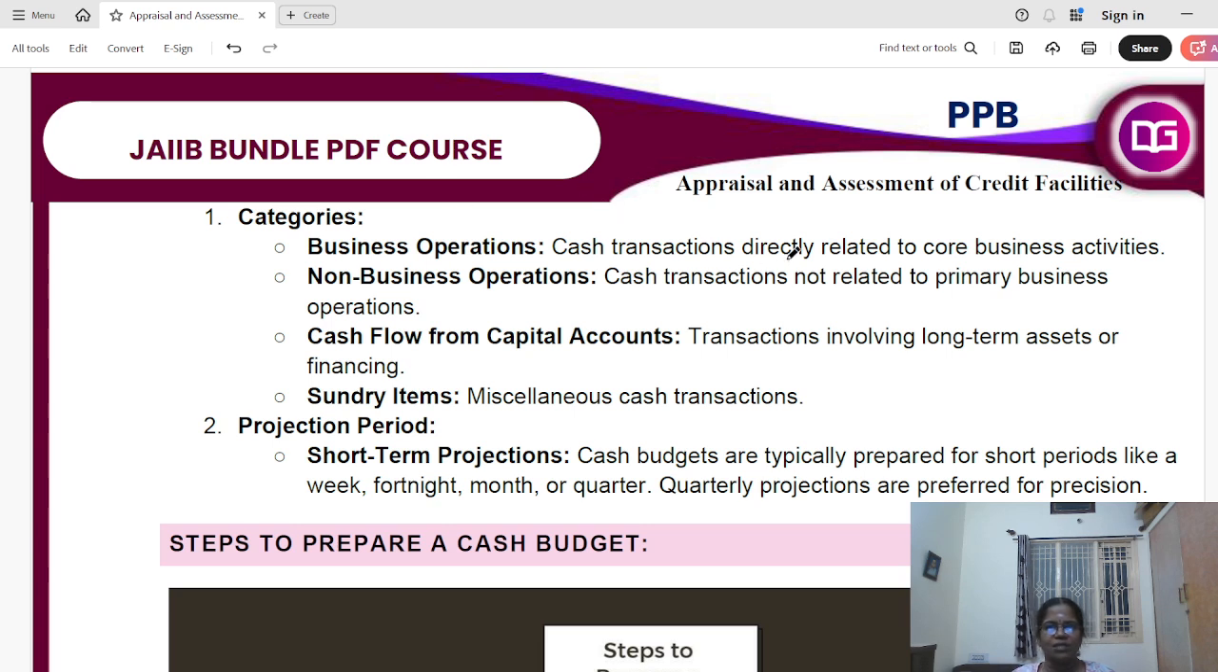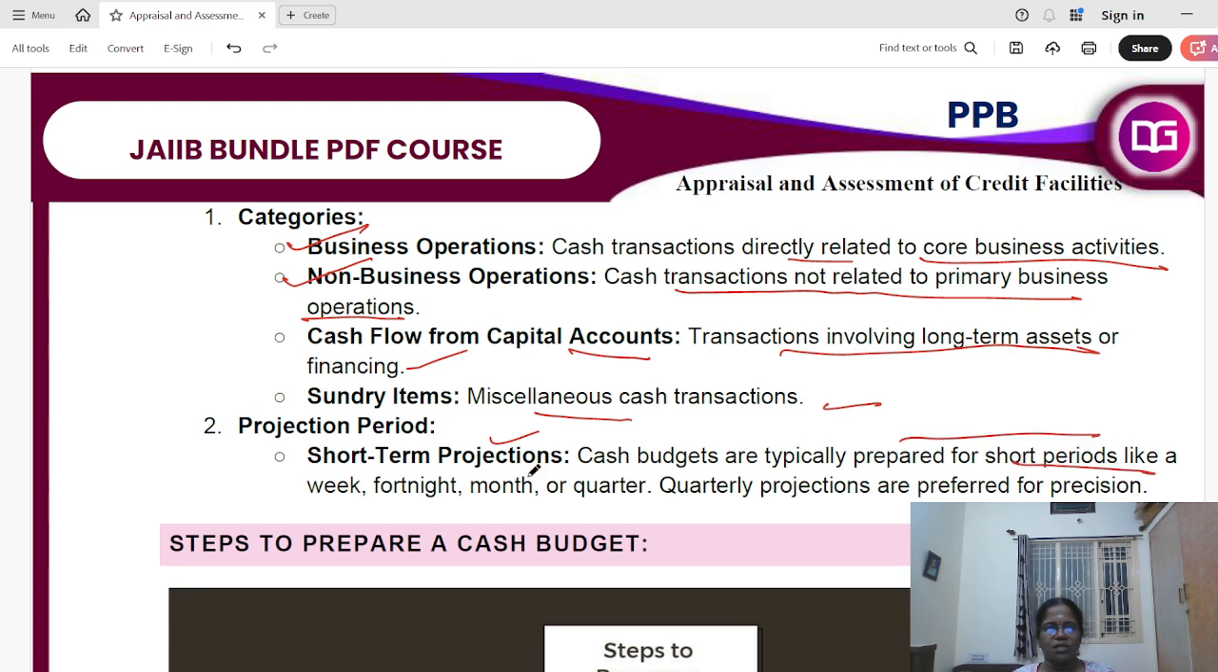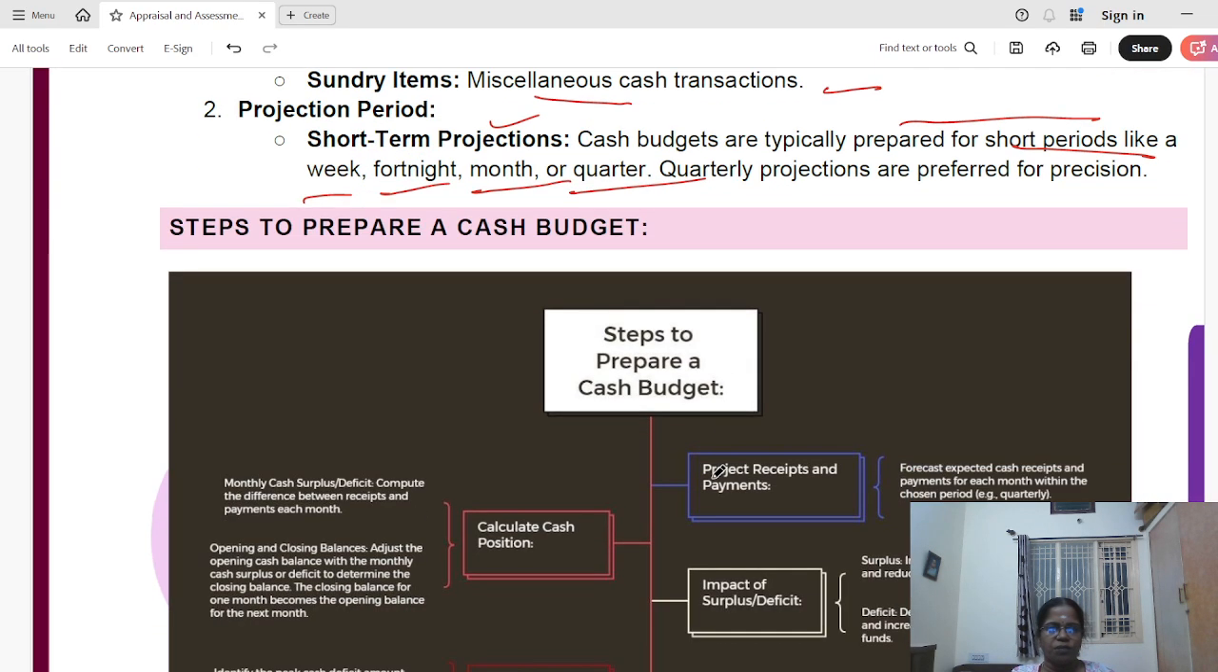Business operation: cash transactions directly related to the core business activities. Non-business transaction: cash transactions not related to primary business operations. Okay na? Not related to the primary business operation. Cash flow from capital account: transactions involving long-term assets. Capital assets அப்படினாலே long-term asset. Sundry items: miscellaneous cash transactions. Projected period, short-term projection. Cash budgets are typically prepared for short-term periods like a week, a fortnight, a month or a quarter.